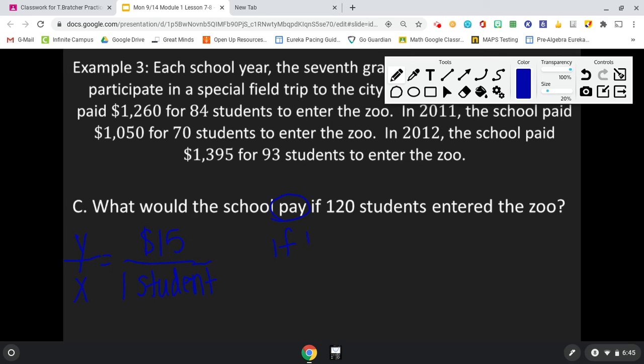So if I need my Y value, the top, the cost for this, I multiply. They kind of rhyme. If I need my Y, I multiply. So 120 times the constant, which is 15, which is a lot of money. Let's figure out how much. 120 times 15 is a whopping $1,800. So pretty expensive, but that's for 120 people.